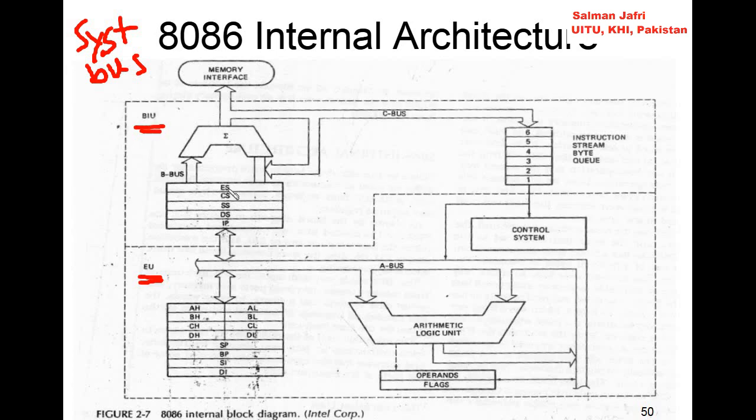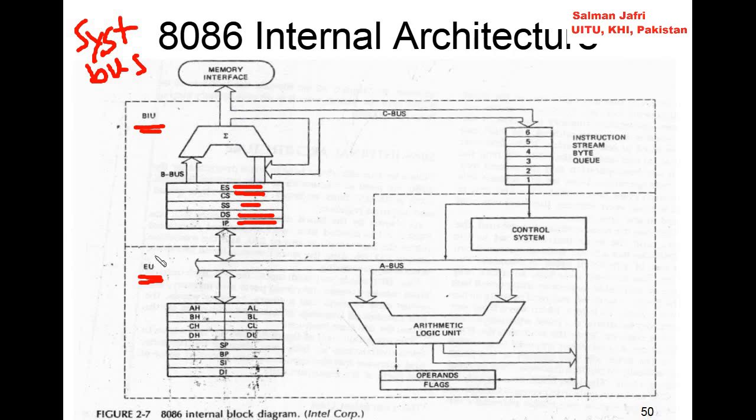So we can see that we have all these segment addresses: extra segment, code segment, stack segment, data segment, and instruction pointer. These are the registers that represented the bus interface unit. And as we have discussed before, they were used in the calculation of the physical address that would be specified to the external data bus.